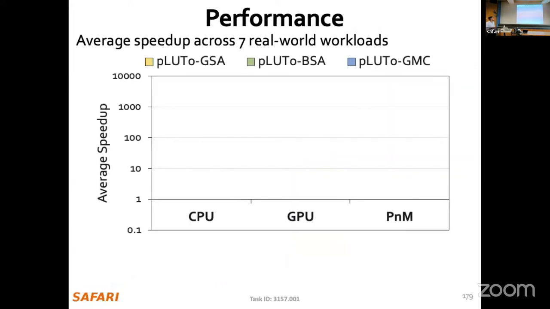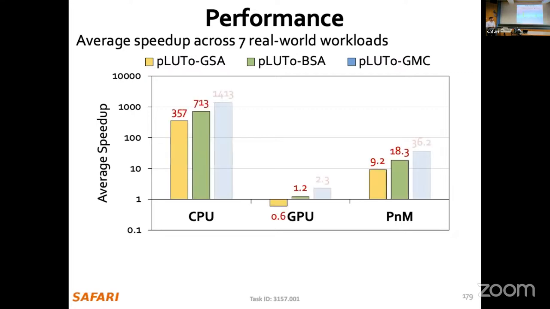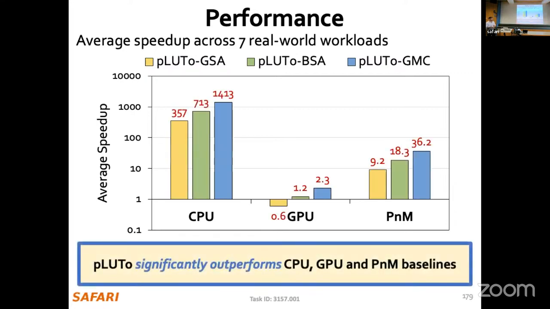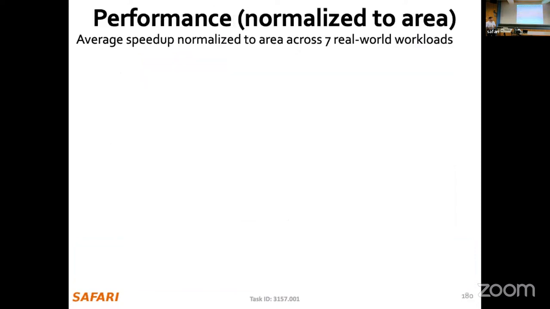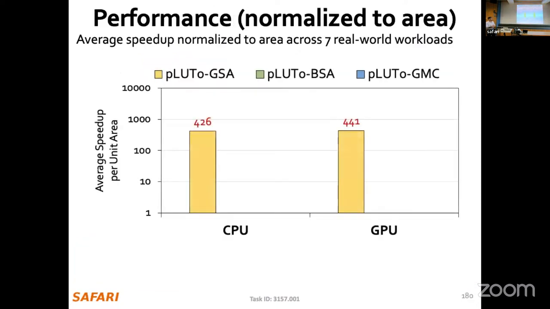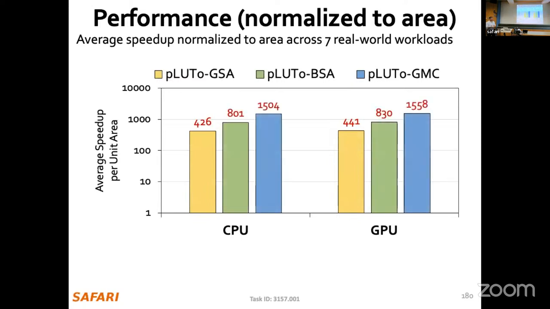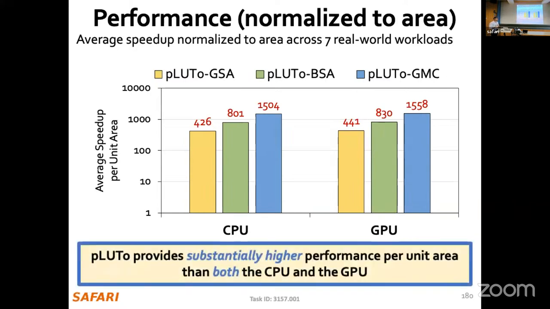We evaluate Pluto with seven real-world applications, and this is average performance compared to CPU, GPU, and near-memory solutions. You can see that this significantly improves performance on top of all three architectures. This is area normalized values. You do this because each one of those architectures and systems has different area. You want to be fair, because if you put more area in a system, you're probably going to have higher performance. So this is a way of accounting for that. Again, you can see that you also increase that particular metric.